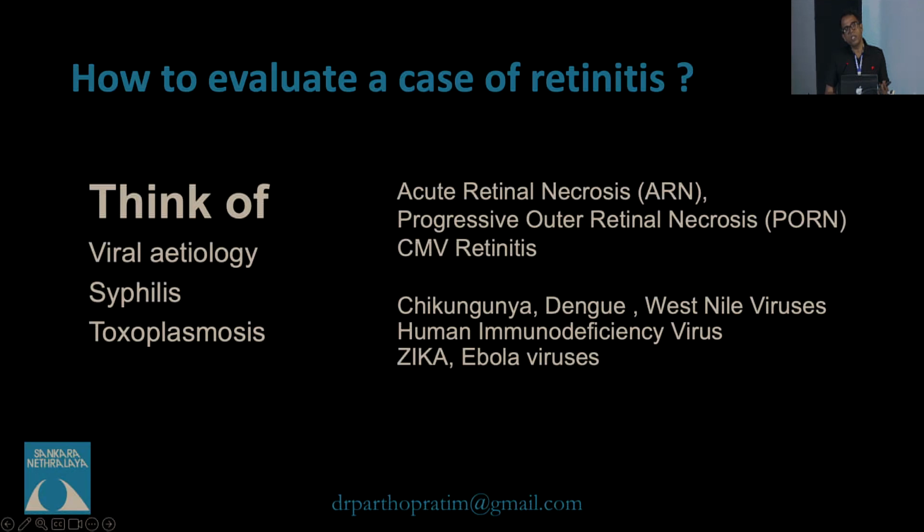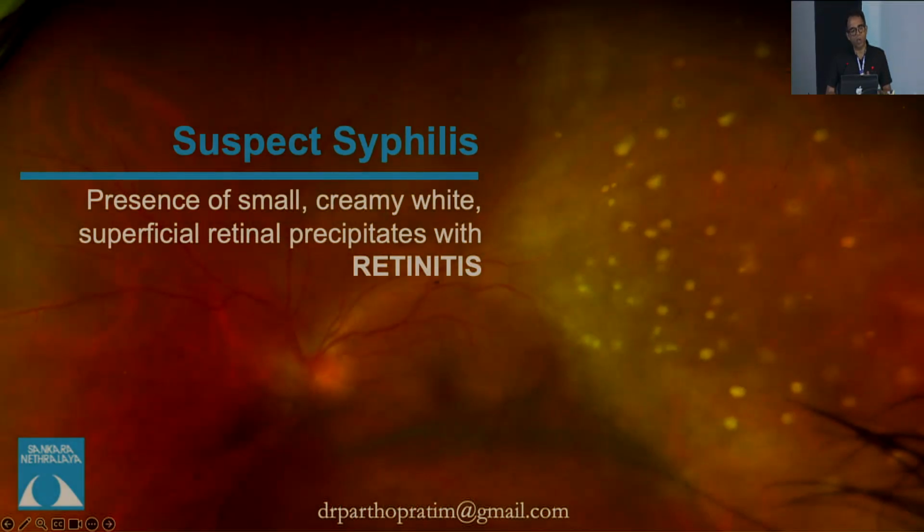Now, how to evaluate a case of retinitis? The common three scenarios in our clinical practice are, number one, viral etiology. Second, it can be syphilis, and third, it can be toxoplasma also. There are several causes of viral retinitis. I'm not going into detail. Just to give an idea, suspect syphilis if you see this kind of ground glass appearance.